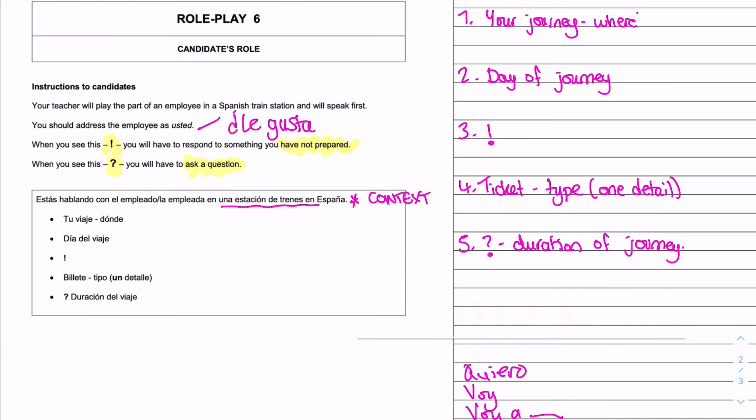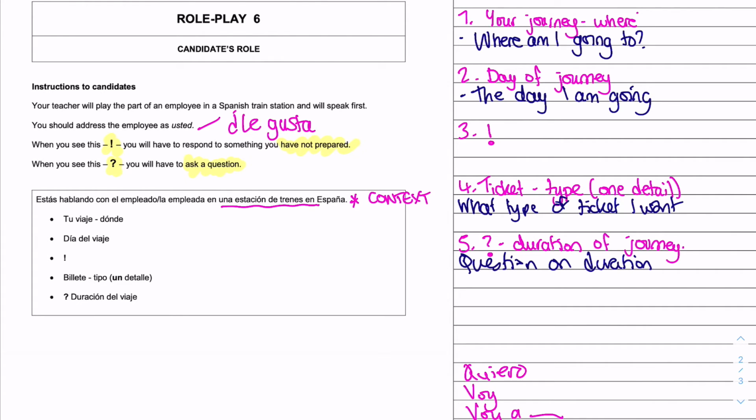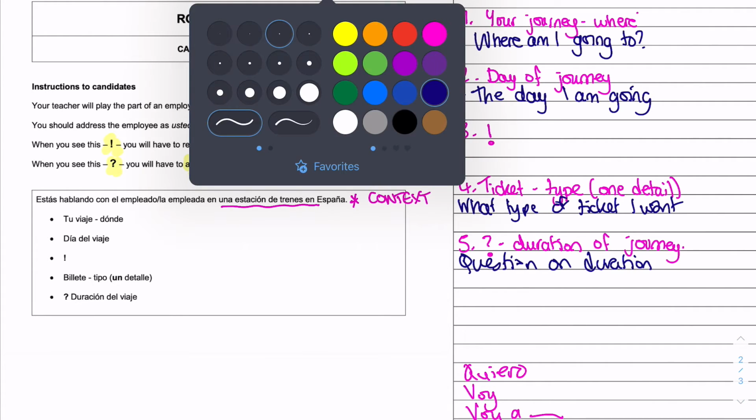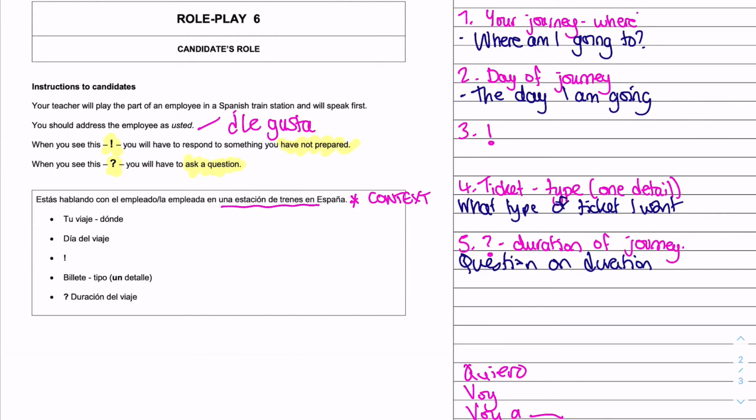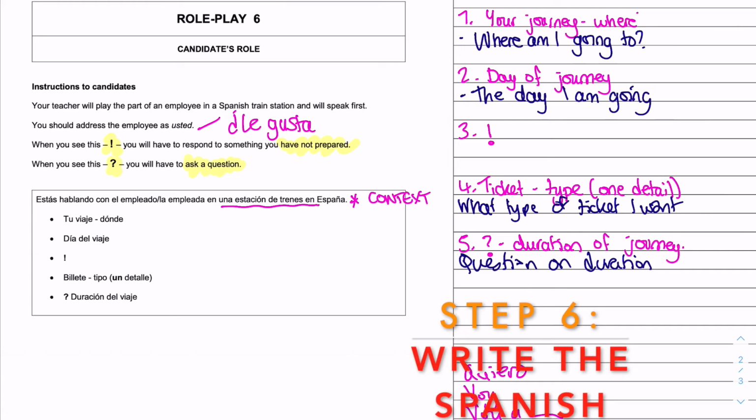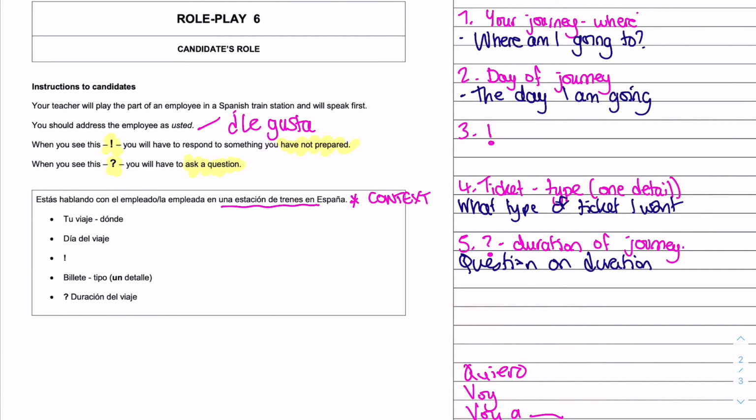Next thing I'm going to do is I'm going to write down what AQA want me to say. So here, so you can see now I've framed my answers in the future time frame. Where am I going to? So what I need to do now is I need to take these points and I need to now put them into Spanish.